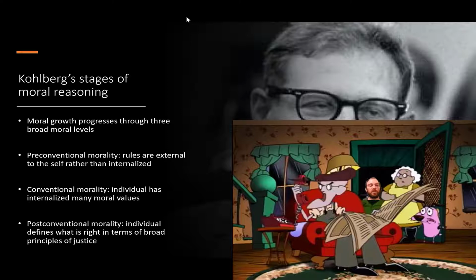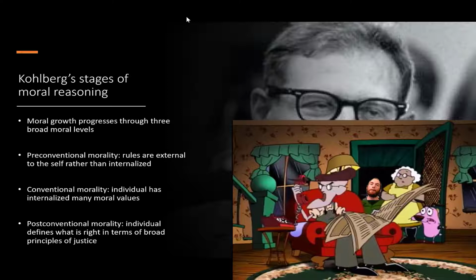The first level is pre-conventional morality, where rules are external to the self rather than internalized. Conventional morality, individual has internalized many moral values. Post-conventional morality, individual defines what is right in terms of broad principles of justice. So the idea here for pre-conventional is just someone tells me what to do, so therefore I'm going to do it. My mom says don't take cookies from the cookie jar, so I'm not going to do so.